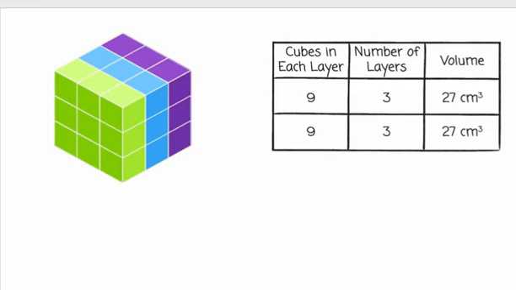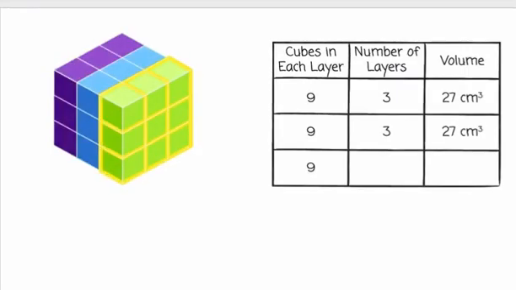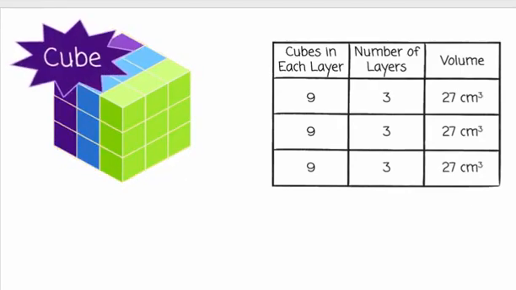One more time. 9 cubes in each layer, 3 layers. The volume is still 27 cubic centimeters. This prism is a cube.